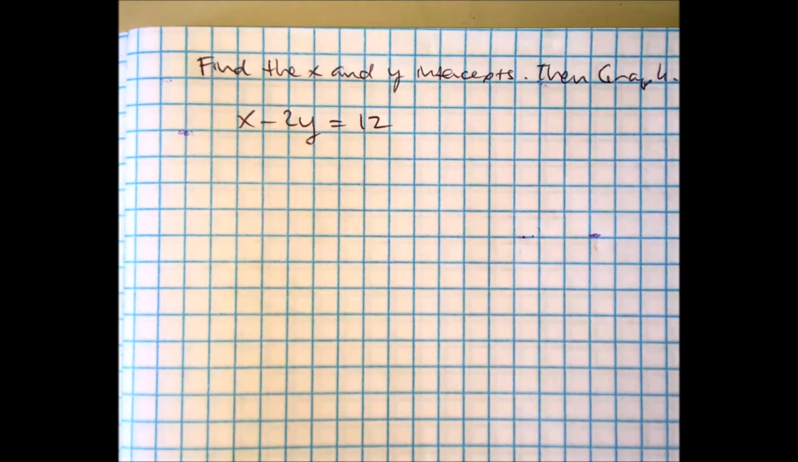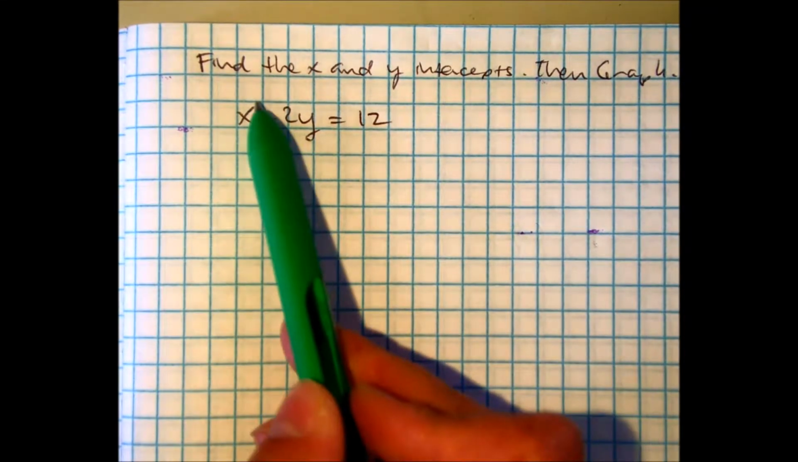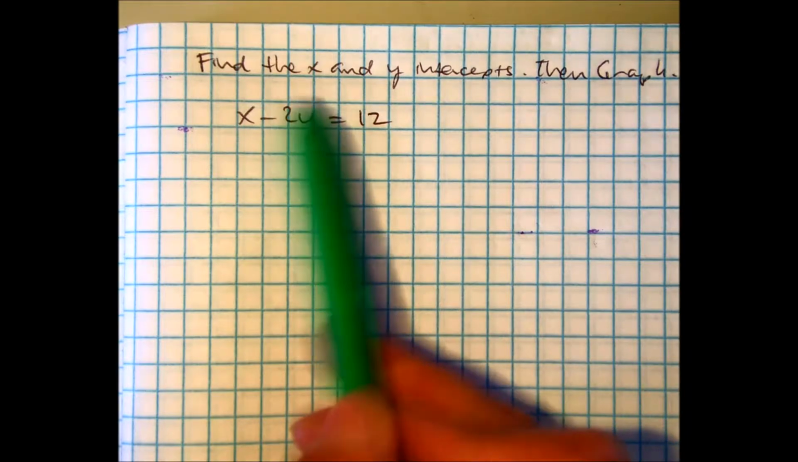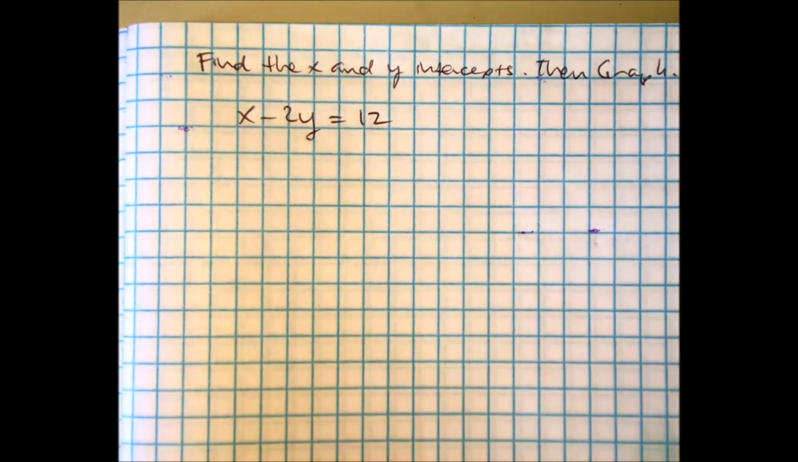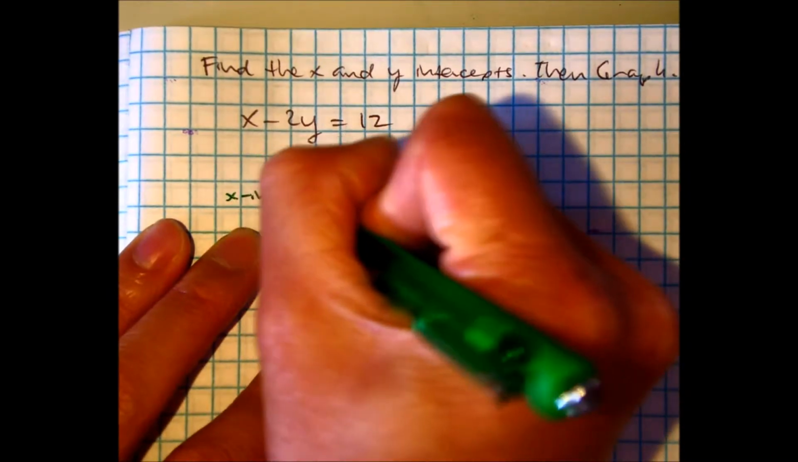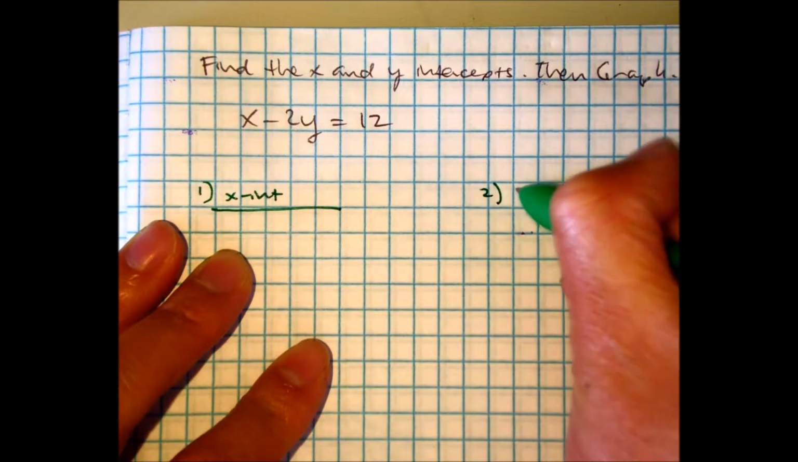Alright, this problem tells us to find the x and y intercepts, then graph it. So I have a y variable to the first power and an x value to the power of 1, so it's going to be linear. So we're first going to find our x-intercept, then our y-intercept.